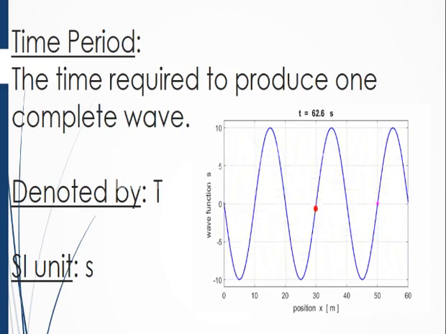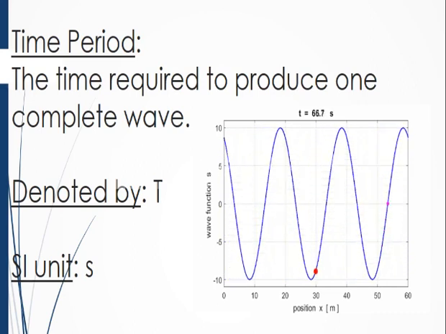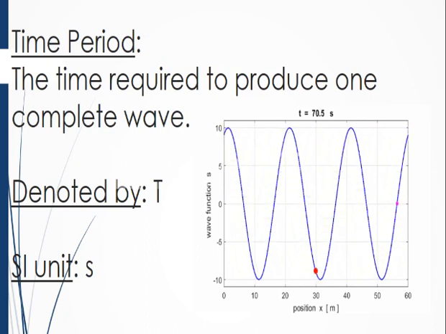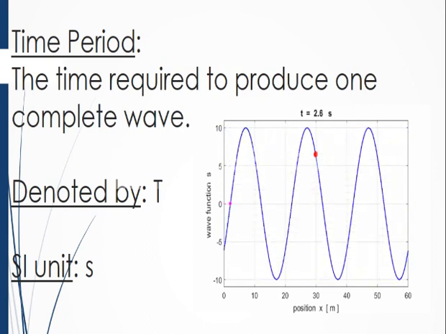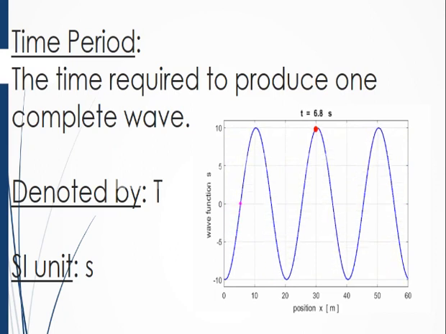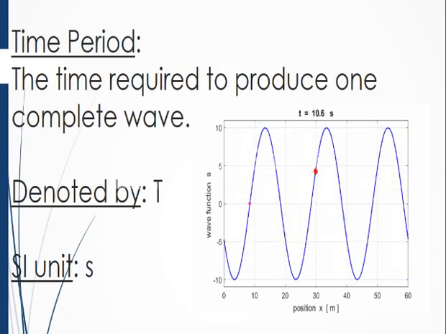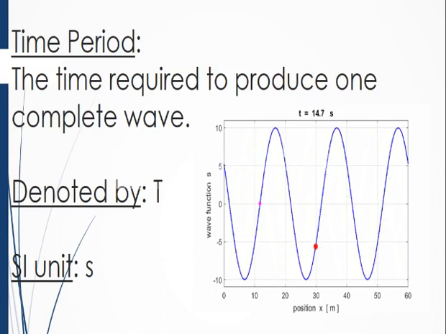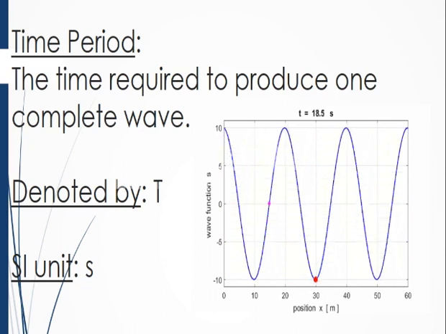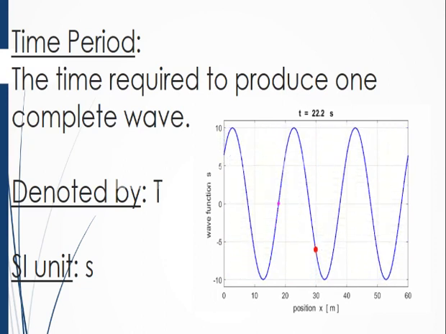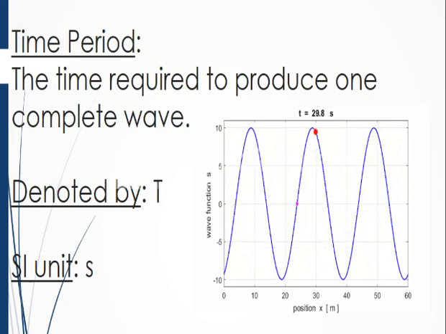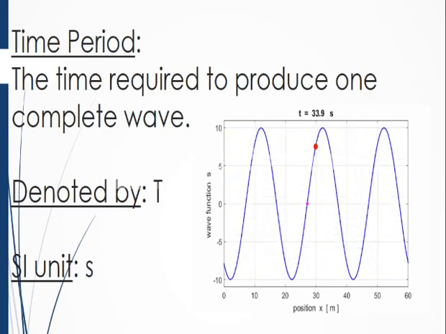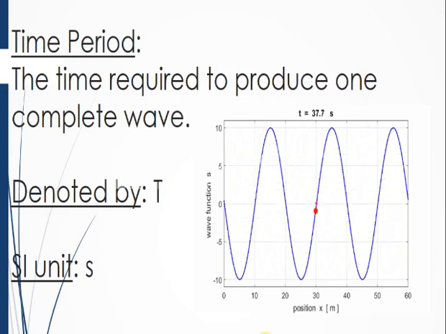Let us suppose there are two waves which are produced in 1 second. Then the time required to produce one wave will be half a second. In other words, the time period of this wave will be 0.5 seconds. The time period of a wave is denoted by the letter capital T. The unit of measurement of time period is second.